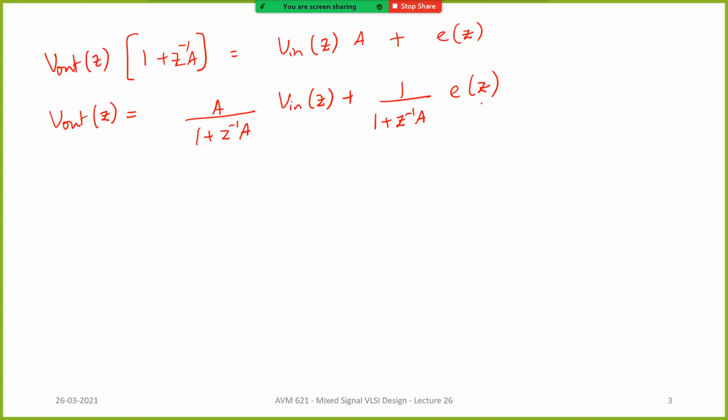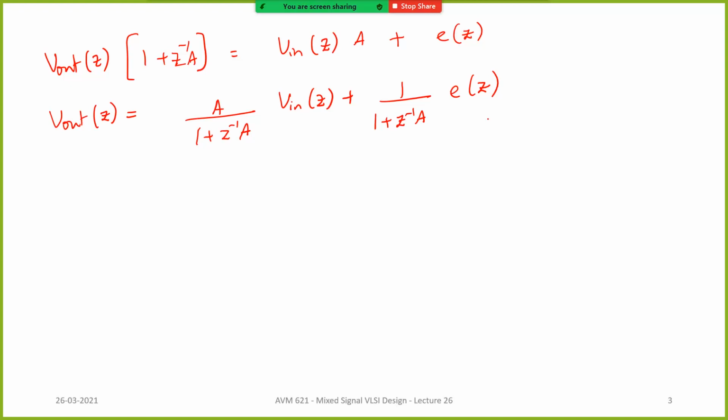Now, if you look at this system, what we are saying is that the signal has a certain transfer function, which we will later define as the signal transfer function, and the noise has a certain transfer function. Please do understand, we are not talking about thermal noise or device noise, we are talking about quantization noise. So the quantization noise undergoes a certain other transfer function.